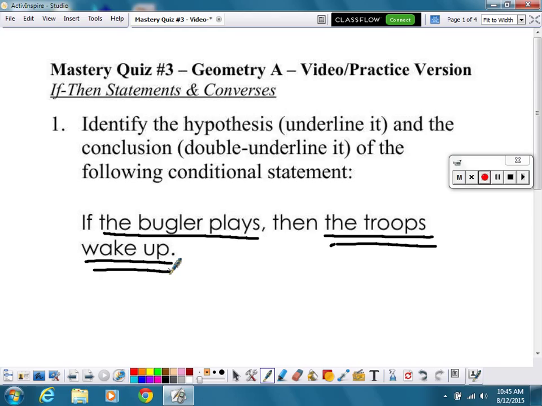In these types of questions, just make sure that the if part is the hypothesis. That doesn't mean the if part is always first. It could be the second part of the statement.